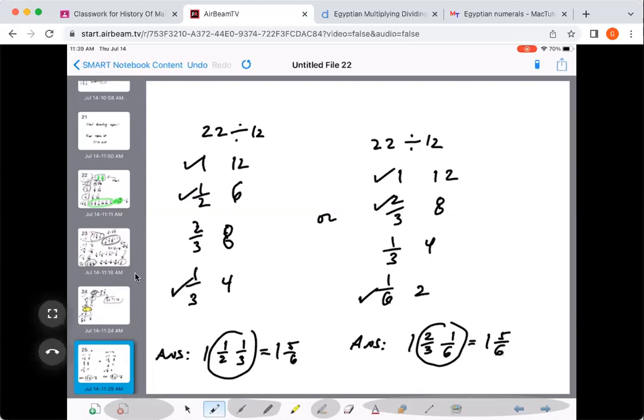Professor, before you go to the next question, the previous question, 16 divided by 3, I feel like you used a different algorithm. Like you had doubling and then you did the 2/3 and half the 2/3. Whereas here you're starting with 1 and you're just halving.